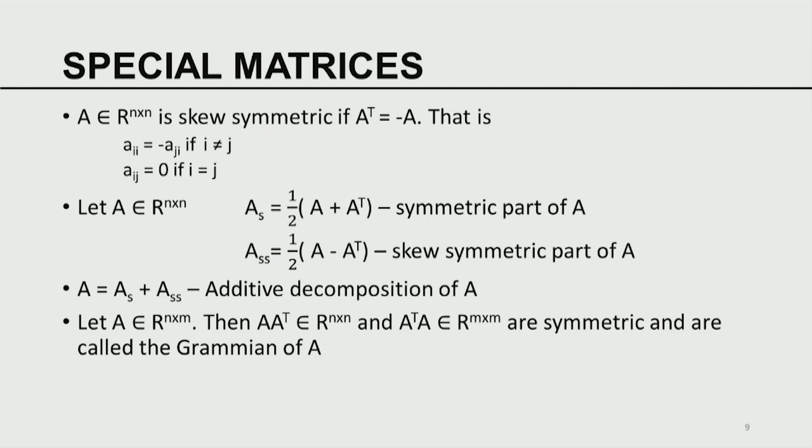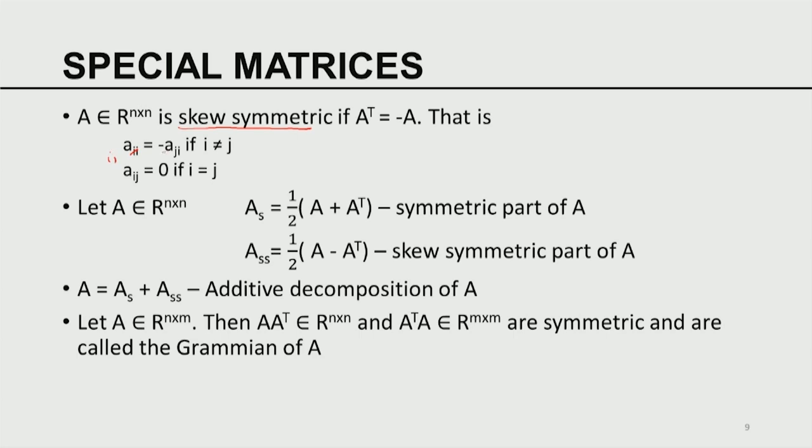The special matrices continue. A matrix is said to be a skew symmetric matrix if A transpose is minus A. So symmetric matrix is A transpose equals A. Skew symmetric matrix is A transpose equals minus A. So in a skew symmetric matrix, A_ij is equal to, I'm sorry, here it must be IJ.